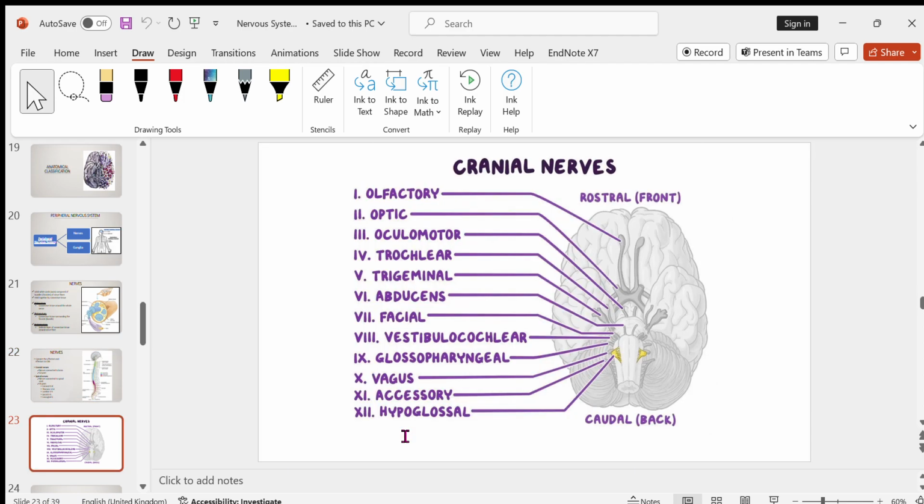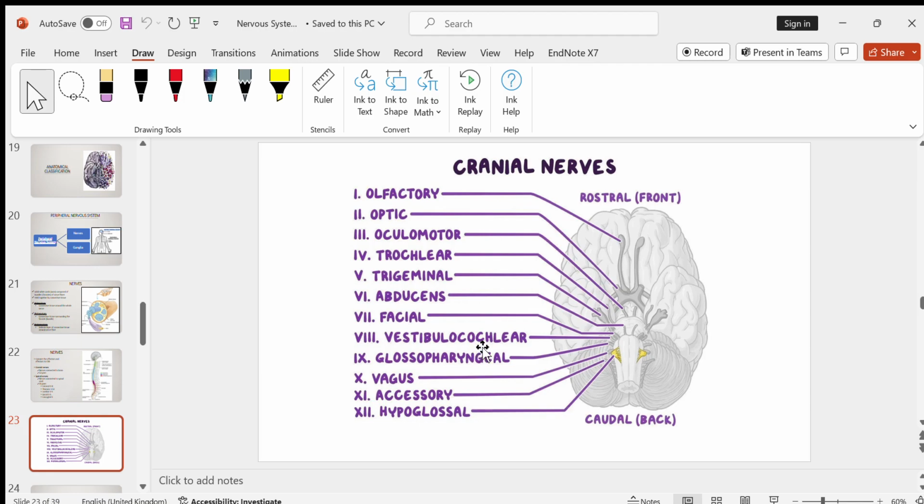and coccygeal 1 only. The cranial nerves are 12. The first cranial nerve is called the olfactory nerve. The second one is the optic nerve. Third is the oculomotor nerve. Fourth is the trochlear nerve. Fifth is the trigeminal nerve. Sixth is the abducens nerve. Seventh one is the facial nerve.